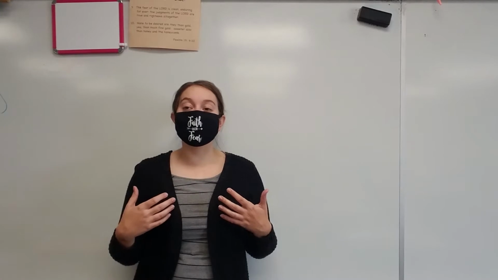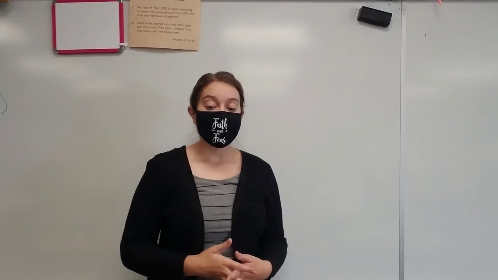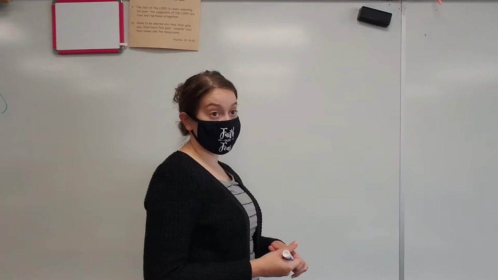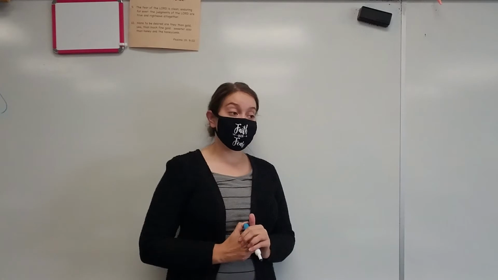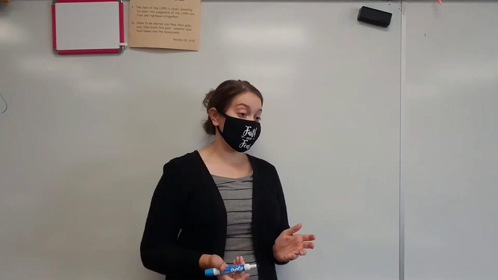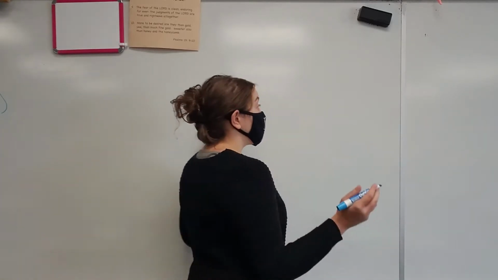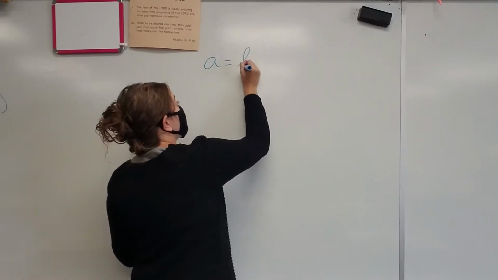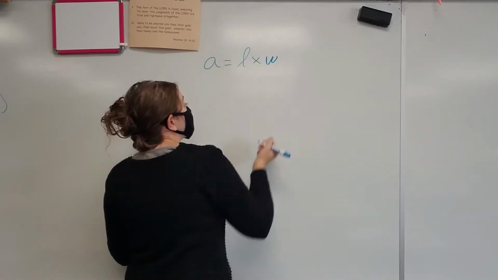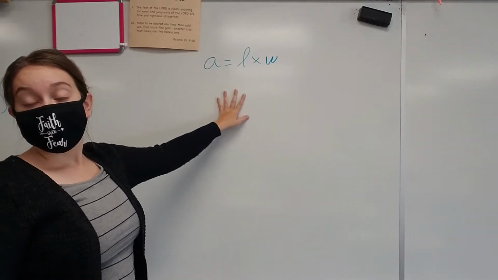So when you find the area, you're going to be multiplying, okay? When we talked about our formula for perimeter, we had length plus width, right? It was our equation on how to find it. Well, our formula for area, so area is A equals length times width, okay? That is our formula for area.